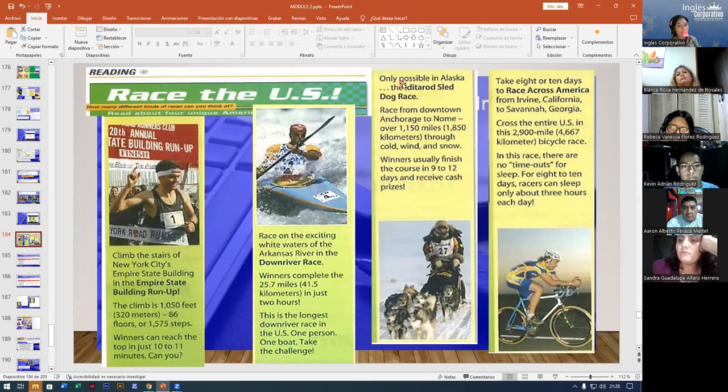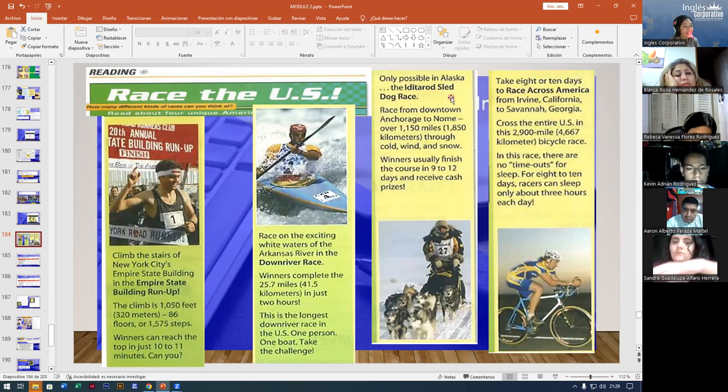The next part will be only possible in Alaska. The Iditarod Sled Dog Race. Iditarod, that means distant, distante, or a long distance. A larga distancia. Sled, that is trineo. It's like a kind of transportation, right? That the man is going, but in this case it's only for one person because the dogs are making force. They are like pulling, right?